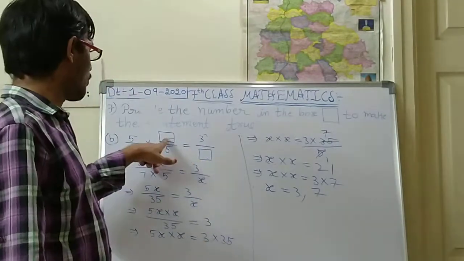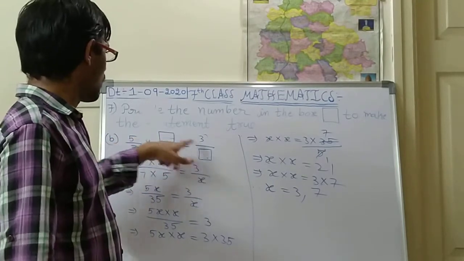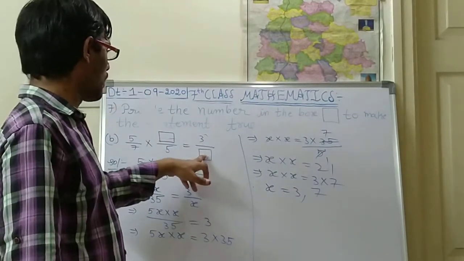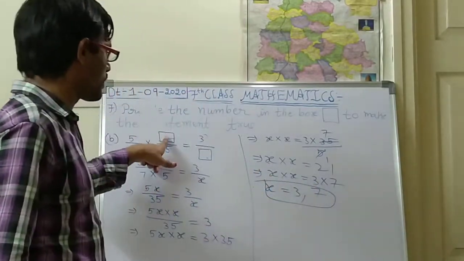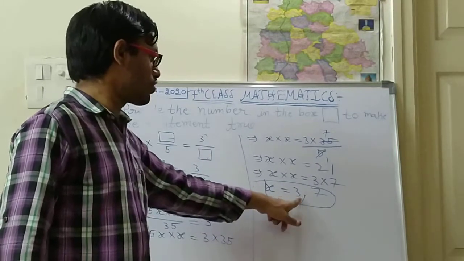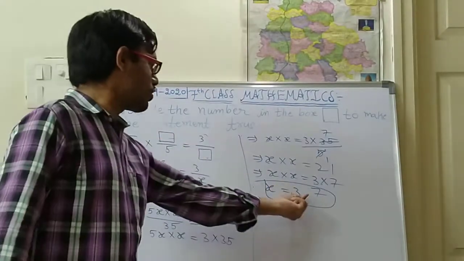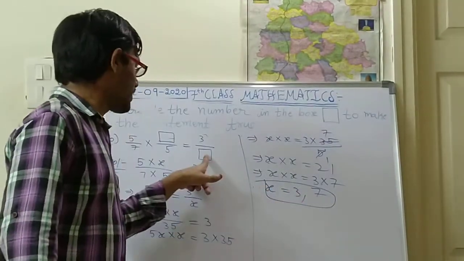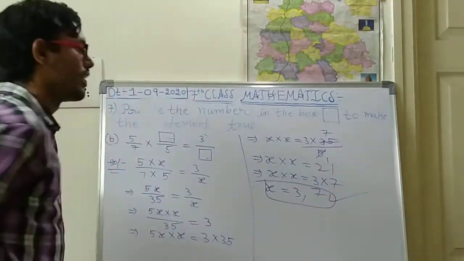Suppose if you keep 3, what will happen? 5 will get cancelled. So 3 by 7. Here also 3 will come, and here 7 will come. So one answer should be 3 comma 7. In one box 3, in another box 7. Not only one, you should take two results. In one box you should take the first one, which is 3, and in another box 7. Then only your answer will be correct. So 3 comma 7 is the answer.